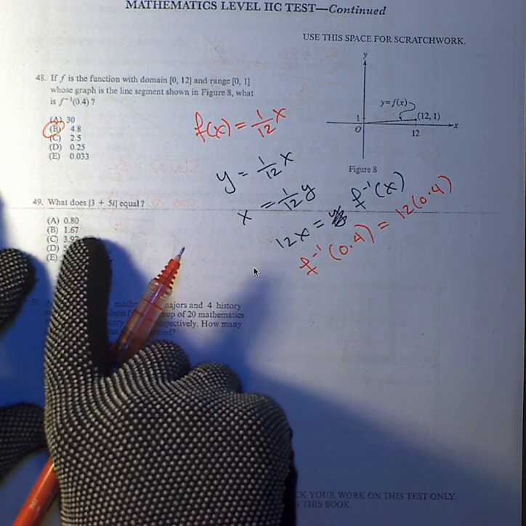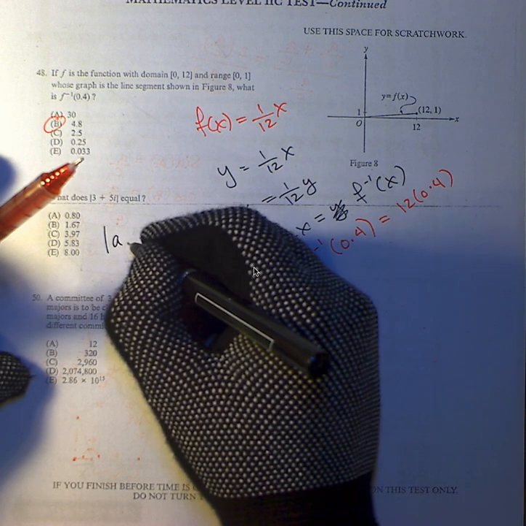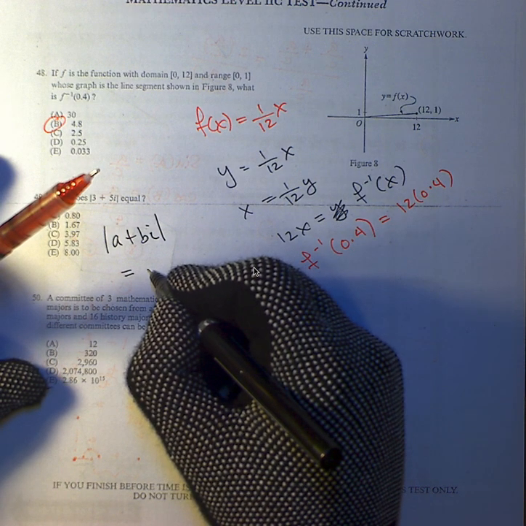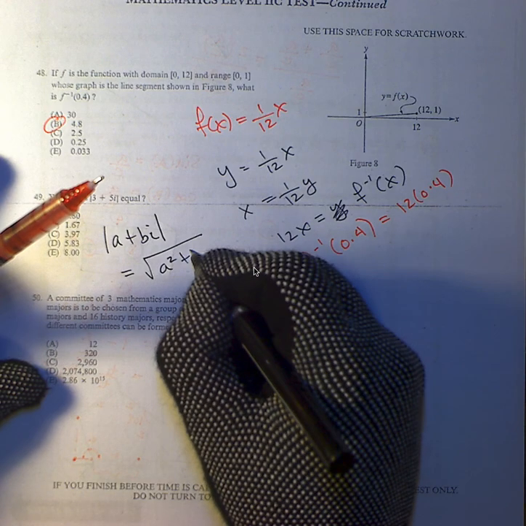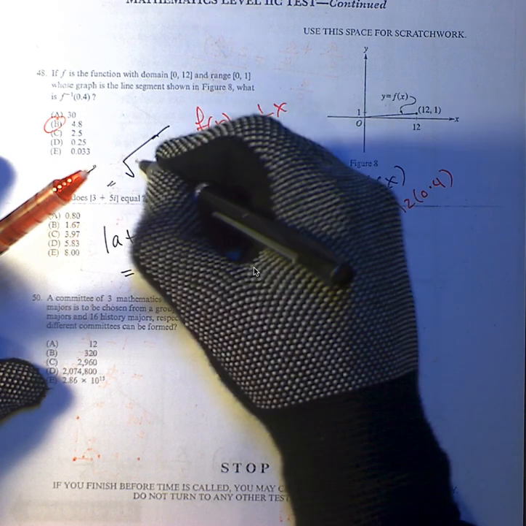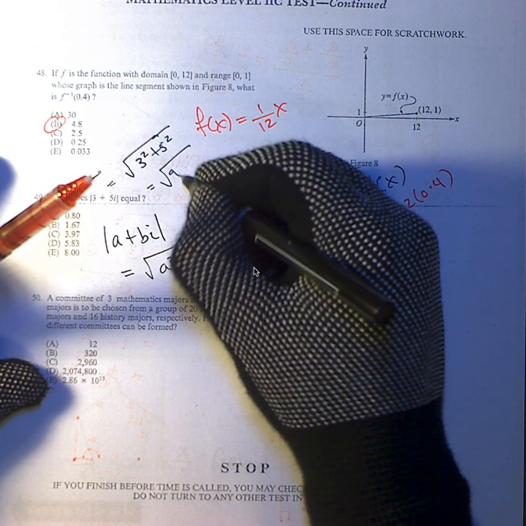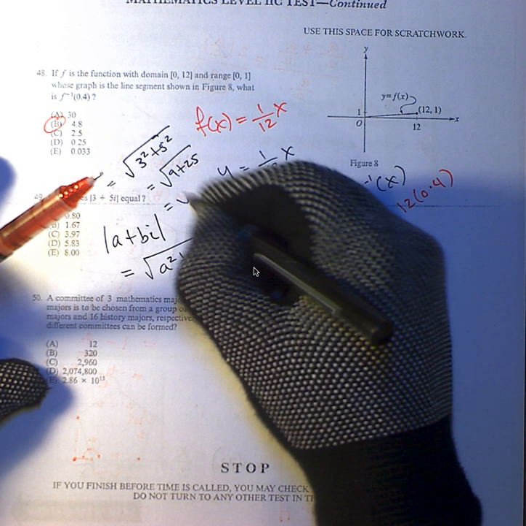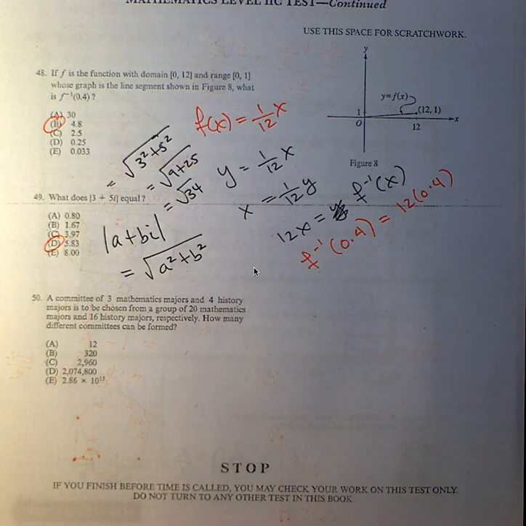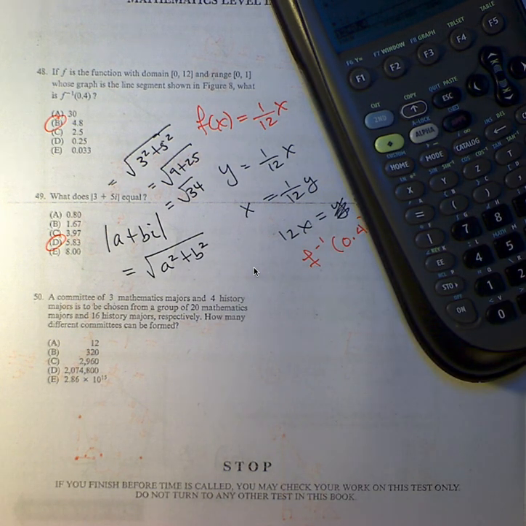Now, here, you should just know that the absolute value of a complex number, a plus bi, which is also called its norm, is equal to the square root of a squared plus b squared. So here, this is simply equal to the square root of 3 squared plus 5 squared. So the square root of 9 plus 25, which is the square root of 34. So very close to 6. The only number very close to 6 is right here. Yeah, okay, cool.